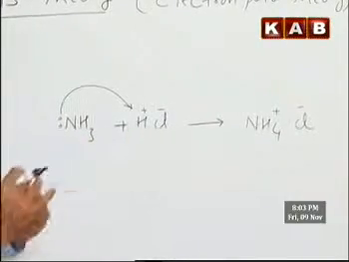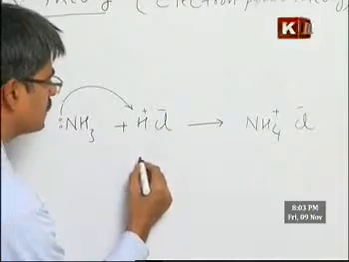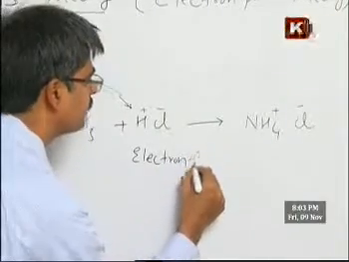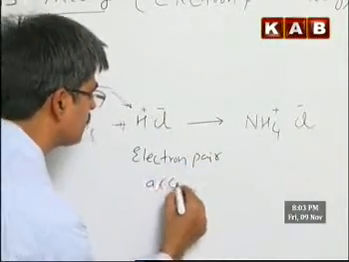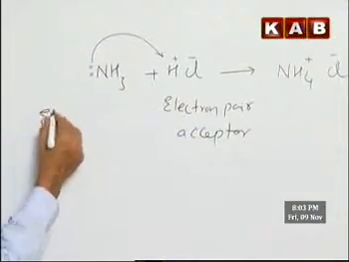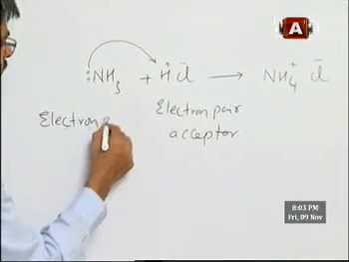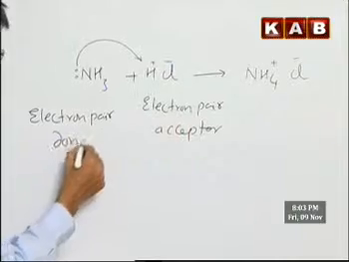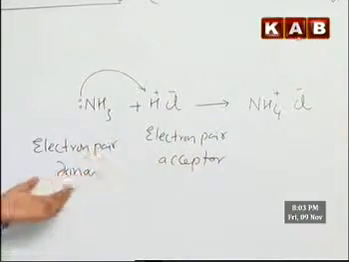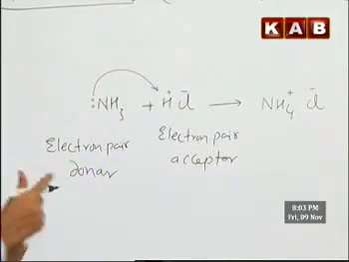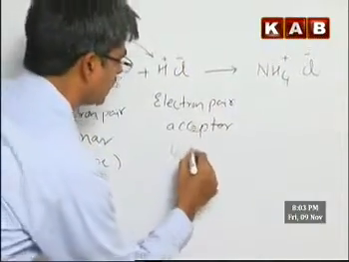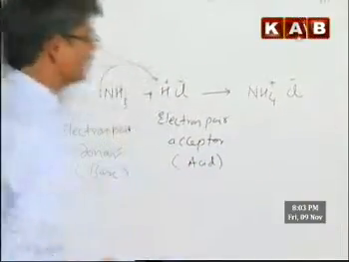So HCl, the acid here, is the electron pair acceptor. Whereas ammonia, which is giving the electron pair, is the electron pair donor. In this theory, an electron pair acceptor is defined as an acid and an electron pair donor is defined as a base. So electron pair donor is called base in Lewis theory, and electron pair acceptor is called acid in Lewis theory.